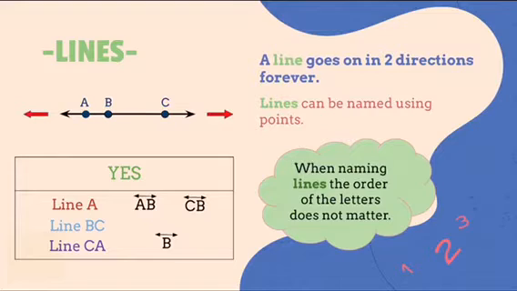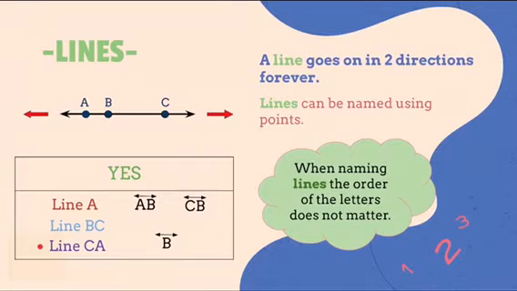Now, something to remember when naming lines. When naming lines, the order of the letters does not matter, which means you can switch around the letters when you're naming them. Also, the amount of letters named does not matter either. So for example, we could name this line, line A, line BC, or line CA.